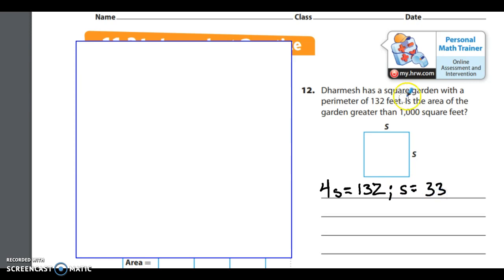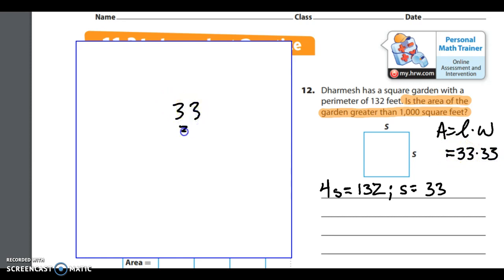Now we're switching concepts. Is the area of the garden greater than 1,000 square feet? While we just talked about perimeter, we're now switching over to area, and area is found by doing length times width. The length is 33, and the width is 33. So the area is going to be 33 times 33. And it's a yes or no question. Is it greater than 1,000 square feet?